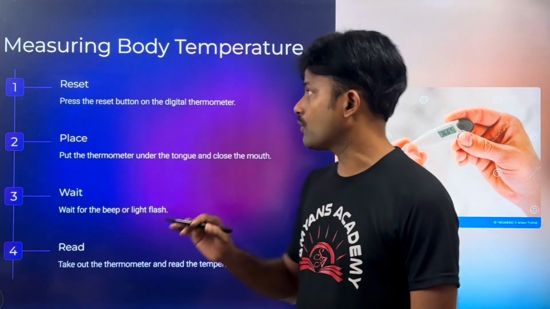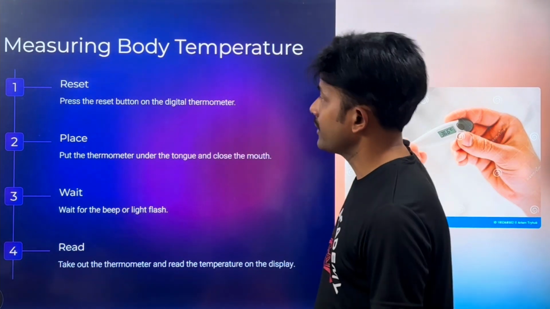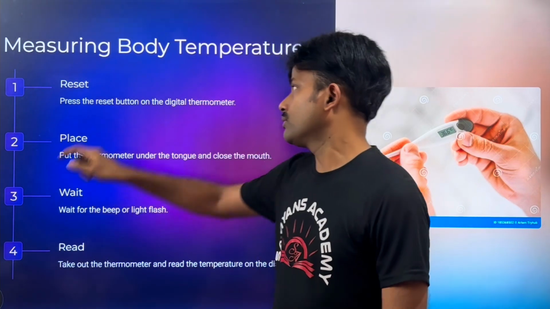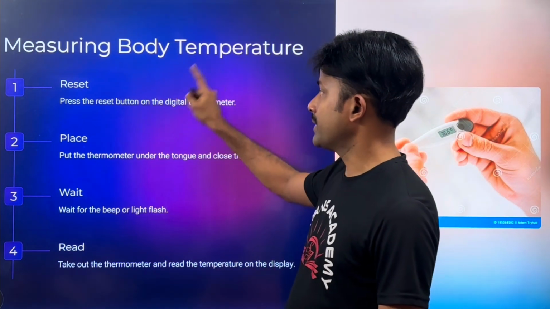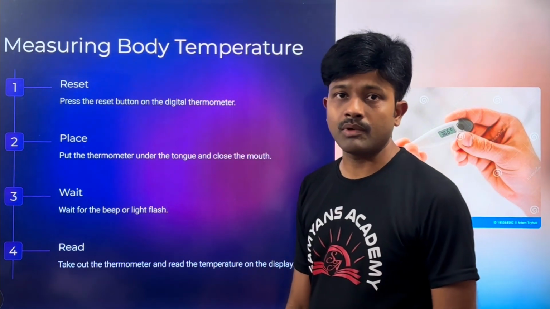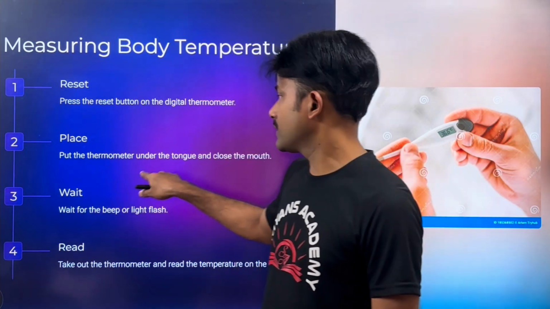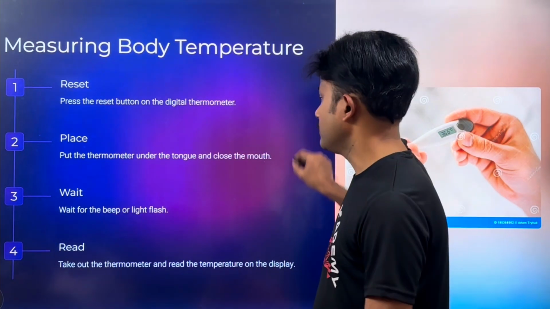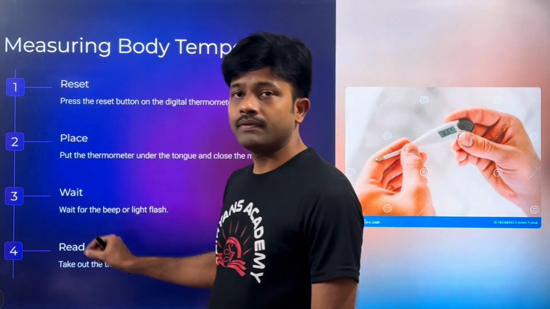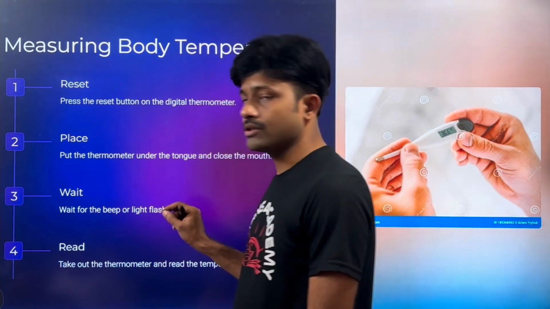These are the steps involved in measuring the body temperature. First, you have to reset: press the reset button on the digital thermometer. Then in the second step, you place the thermometer under the tongue, close the mouth, and wait for the beep sound or light flash to come.